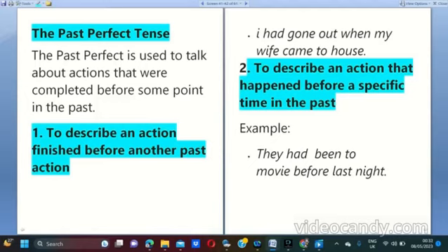Next, second condition is past perfect: to describe an action that happened before a specific time in the past. They had been to movie before last night. See, there might be a movie at 9 p.m. last night. These people had been to movie before 9 p.m. That means that they might have reached the cinema hall by 8:55 itself. So to talk about actions which have been finished before a specific time, we can use past perfect tense.